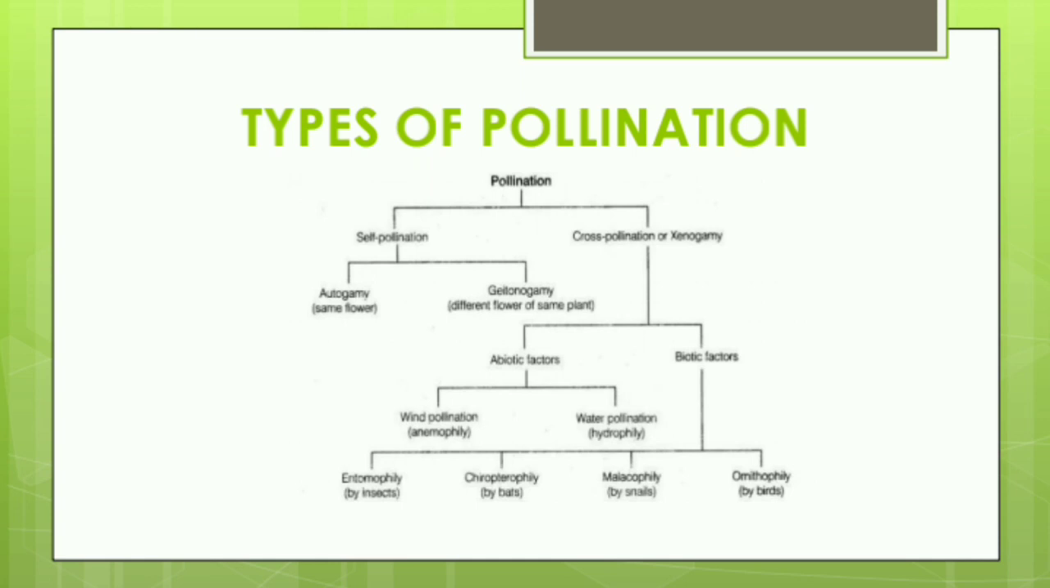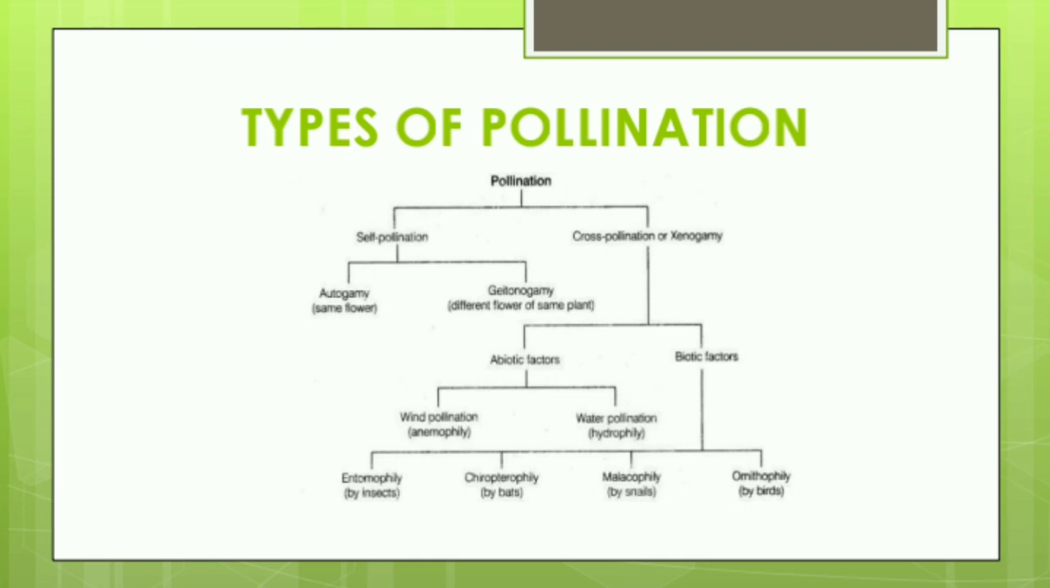Now, cross-pollination, which is also known as xenogamy or allogamy. Cross-pollination is done with the help of different external agencies. It could be either abiotic or it can be biotic.